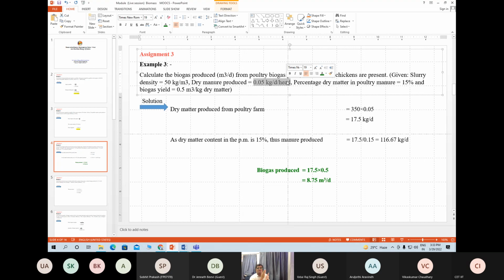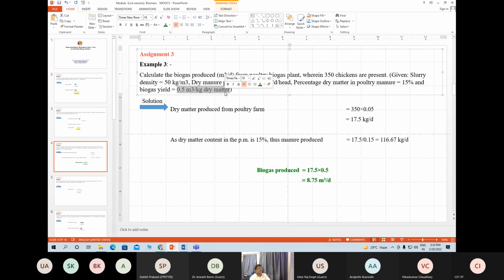it gets produced per day from each chicken. Per head here means per chicken, and the percentage of dry matter in that particular manure is 15%. Clear? So the remaining is nothing but what? It is mostly moisture, and the biogas yield given in the example is 0.5 meter cube per kg dry matter. So this is the amount of biogas produced per kg of dry matter: it produces 0.5 meter cube of biogas.